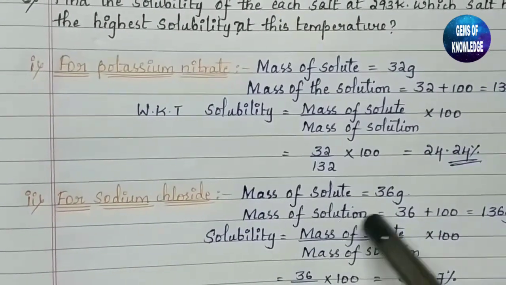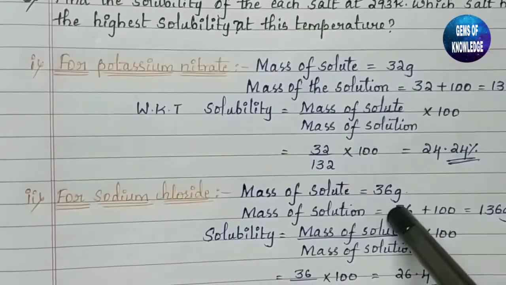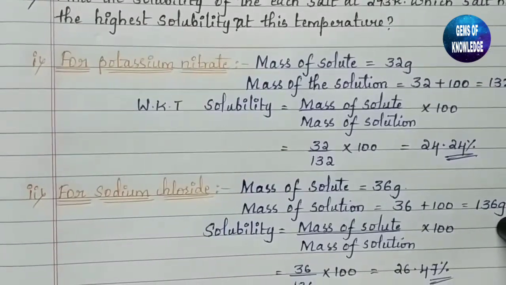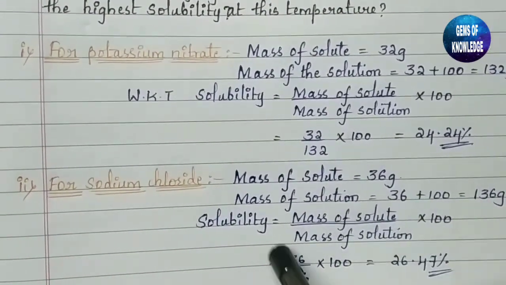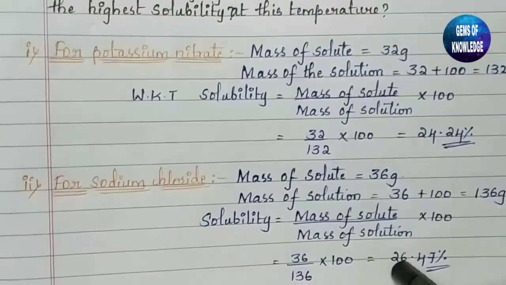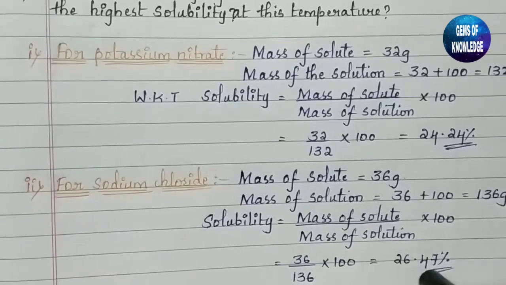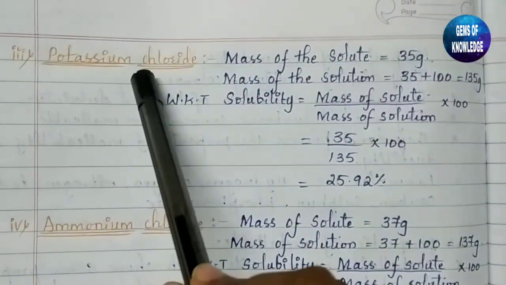Mass of the solute is 36. We have to dissolve it into 100 grams, so it will be 36 plus 100, which is 136 grams. So the same formula we have to apply. So 36 divided by 136 multiplied by 100. We are getting the answer as 26.47%. Then the third salt is potassium chloride.